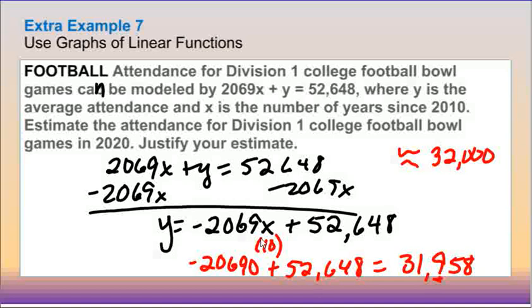So that is our lesson today on slope intercept form.